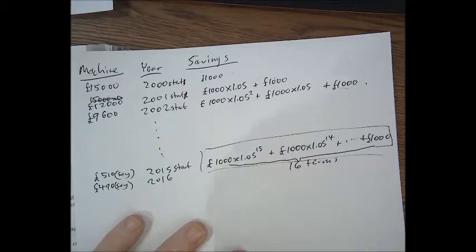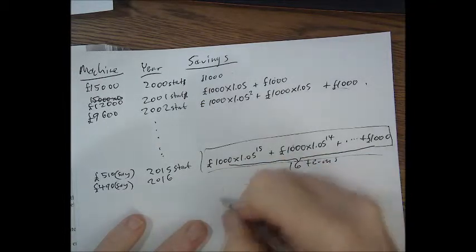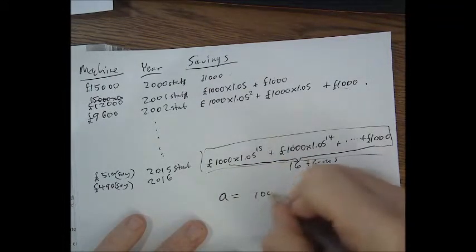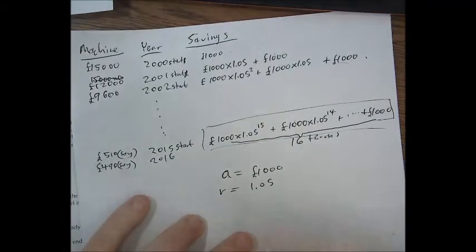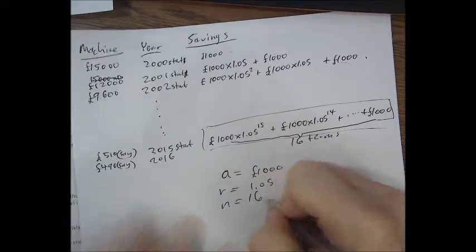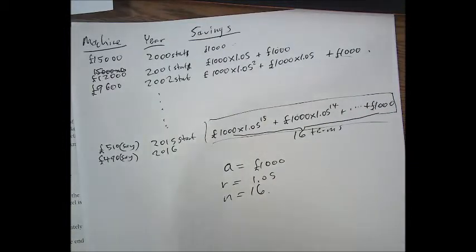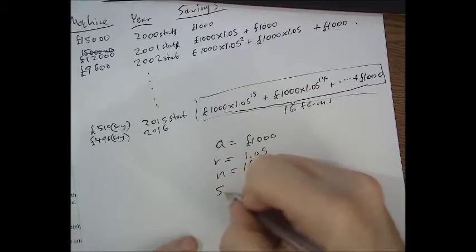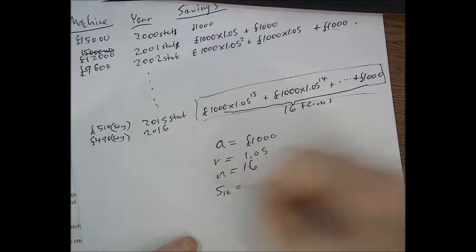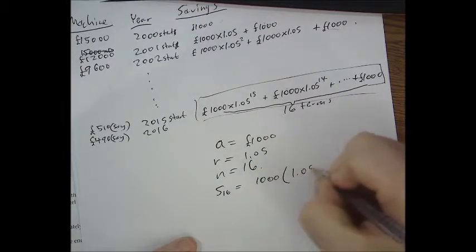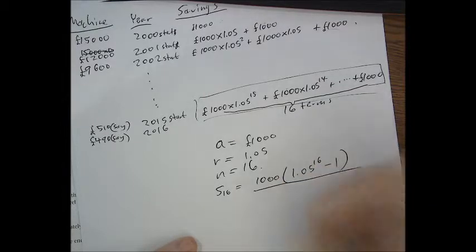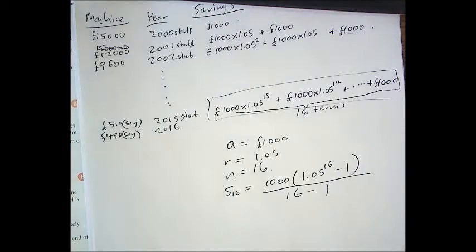Now what is that? That's a geometric sequence. Its A is 1000. Its R is 1.05. And its N is 16, which is very carefully worked out. So therefore, the sum of that investment will be 1000 times (1.05 to the power of 16 minus 1) all over (1.05 minus 1). You pump that through a calculator and you get the answer.